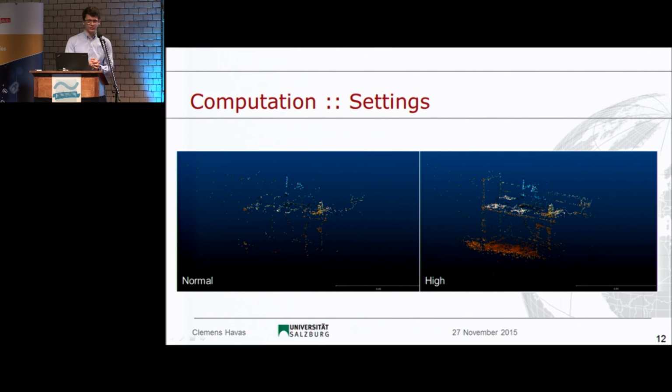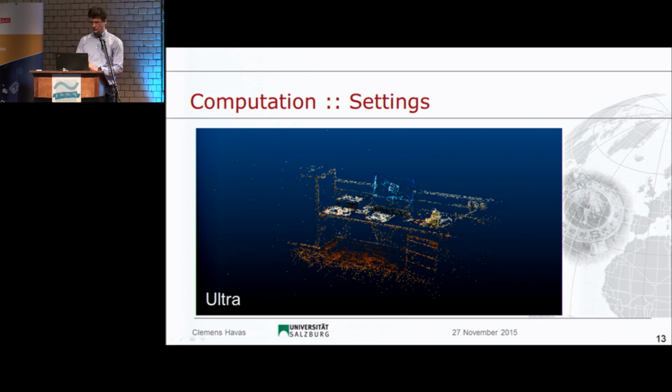So these were our first results from our experiments. There was the setting normal. You can see the bottle and the monitor as well as the desk. And when we set the setting to high, the floor gets really high density, as well as the cupboard beside. And there is another setting called ultra, and there the density of the point cloud is extremely high. But it also takes a long time.